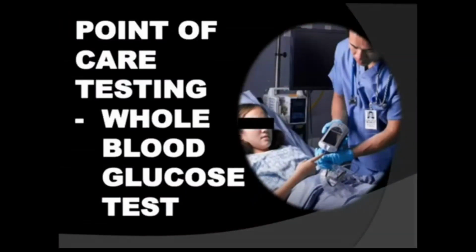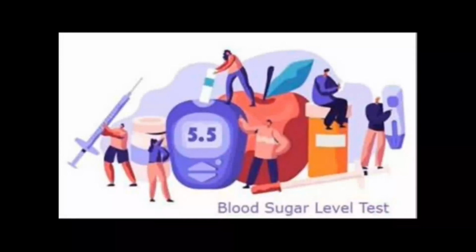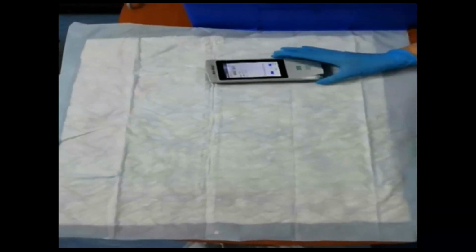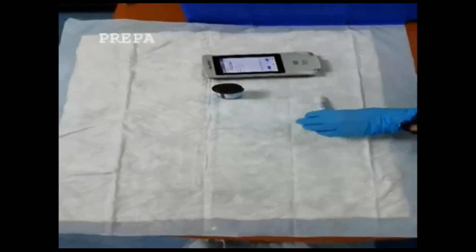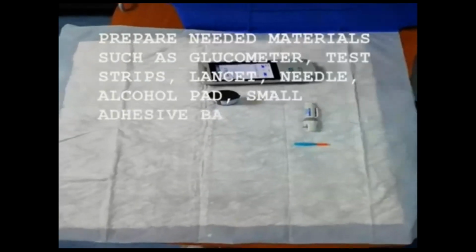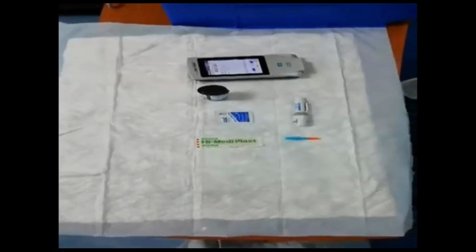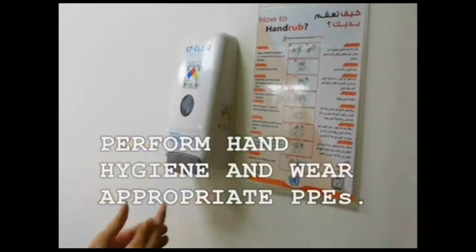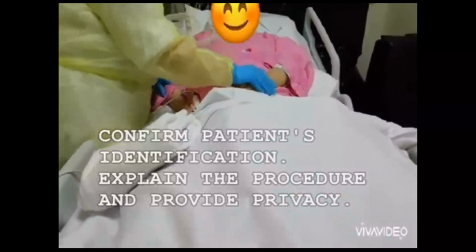Point of care testing, whole blood glucose test. After ensuring the quality assured meter, let's do the testing. First, check doctor's order or unit protocol. Prepare needed materials such as glucometer, test strips, lancet, needle, alcohol pad, small adhesive bandage and dry cotton. Check for integrity and expiration date as indicated. Perform hand hygiene and wear appropriate PPEs. Then, confirm patient's identification. Explain the procedure and provide privacy.